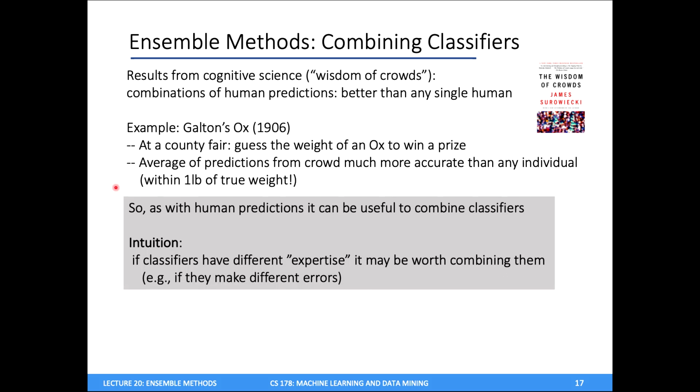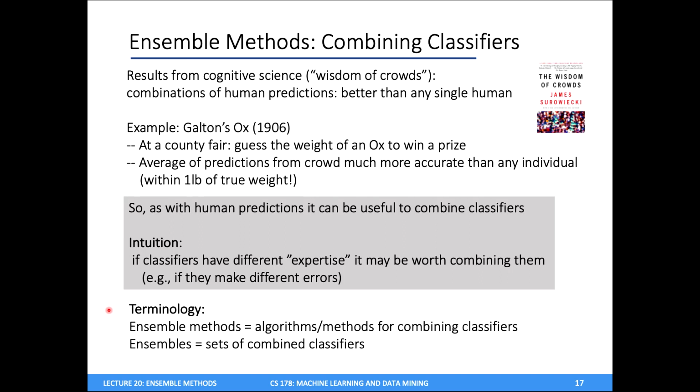As this example demonstrates, maybe we can take this intuition and apply it to machine learning. So rather than combining predictions from humans, could we somehow combine the predictions from various classifiers? The intuition you should have in mind is that if your classifiers have different expertise, if they're good at different subsets of your data, then it's worthwhile to combine them on your problem because they might be making different errors.